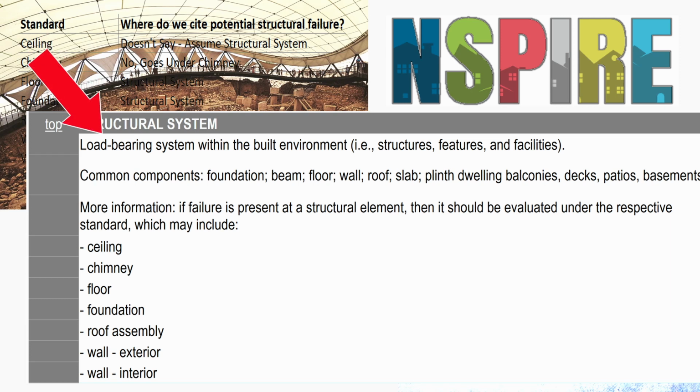Structural system. It's a load-bearing system within the built environment, i.e. structures, features, and facilities. Common components can include the foundation, a beam, floor, wall, roof, slab, plinth, dwelling balconies, decks, patios, basements. For more information, if failure is present at a structural element, then it should be evaluated under the respective standard, which may include ceiling, chimney, floor, foundation, roof assembly, wall exterior, wall interior.